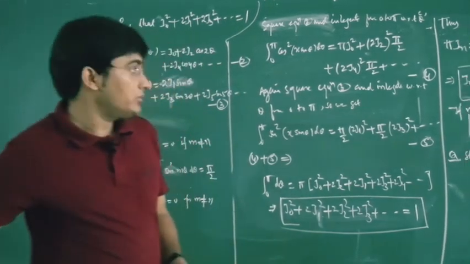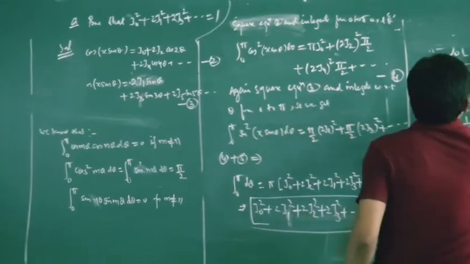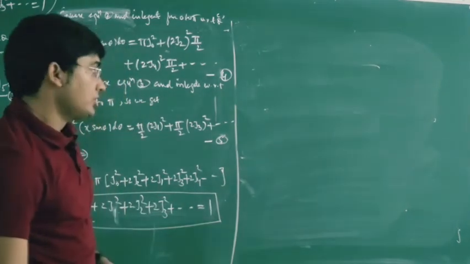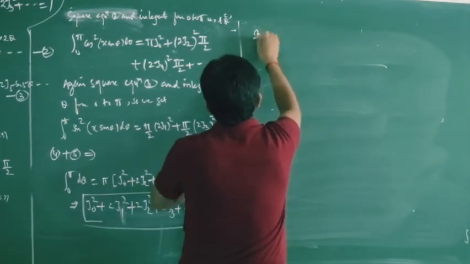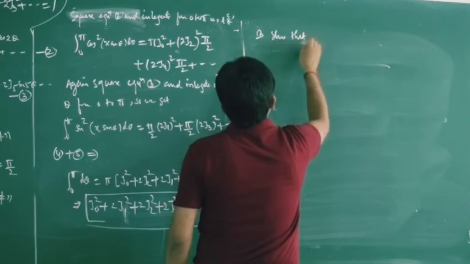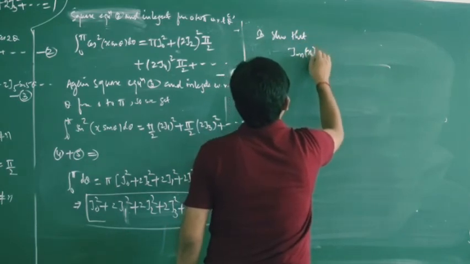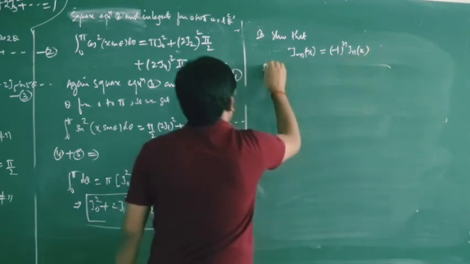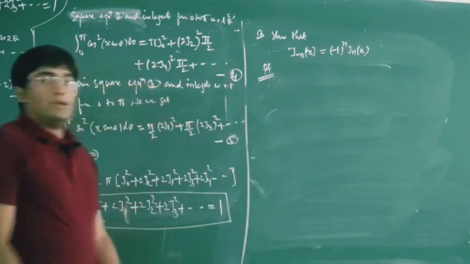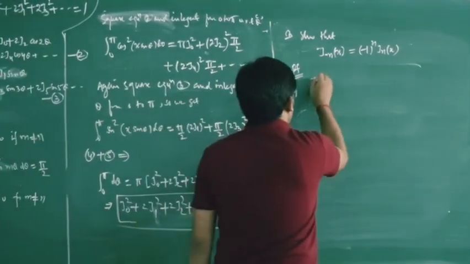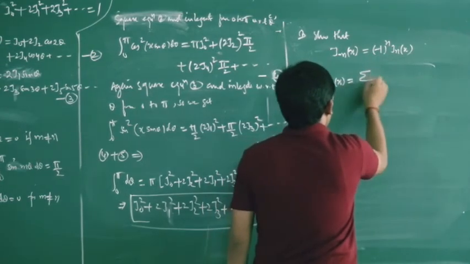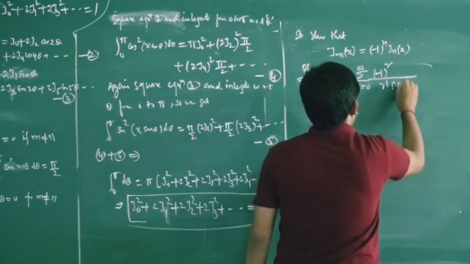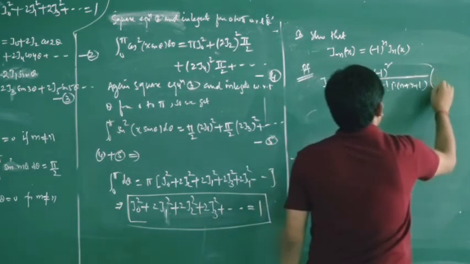Now the last question, let us prove that J minus n of x equals minus 1 to the power n into J n of x, when n is an integer. So we have the definition of the Bessel function, which is the sum over r equal to 0 to infinity of minus 1 to power r over factorial r gamma of n plus r plus 1, into x by 2 to power n plus 2r.